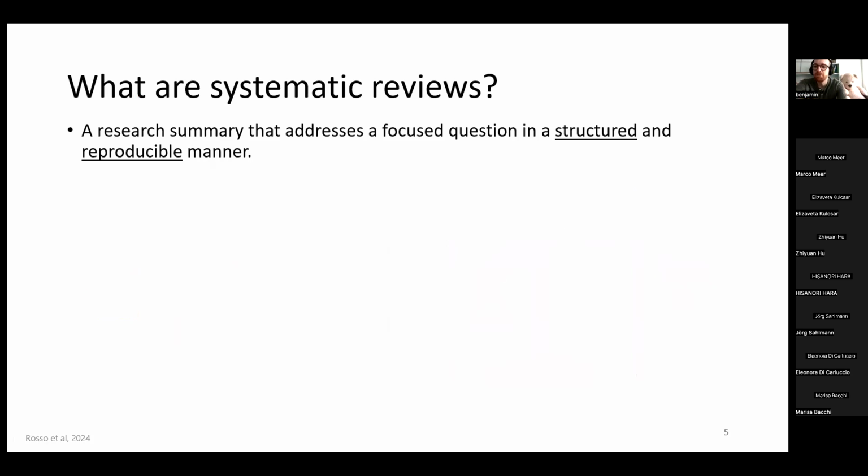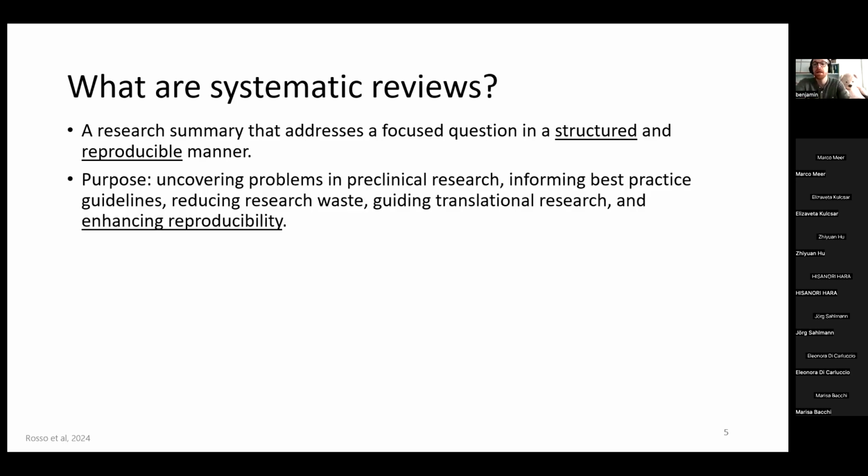A systematic review is a type of literature summary, but you don't just summarize literature. It has a very rigorous, structured, and thus reproducible methodology behind how you conduct the systematic review. And with this, they can be quite impactful, depending on how rigorously you conduct them.